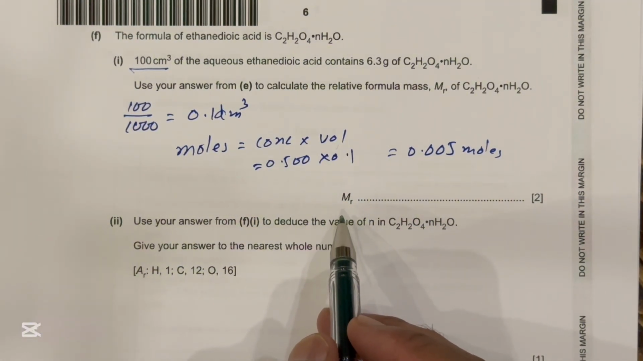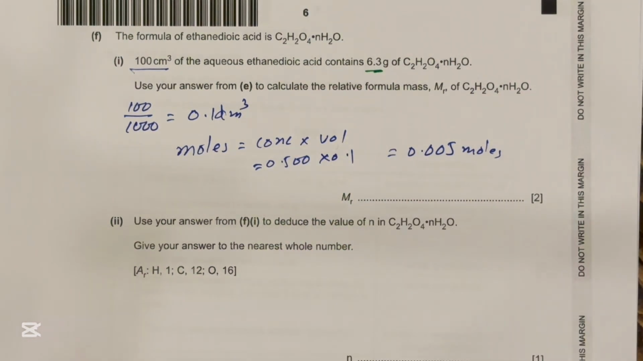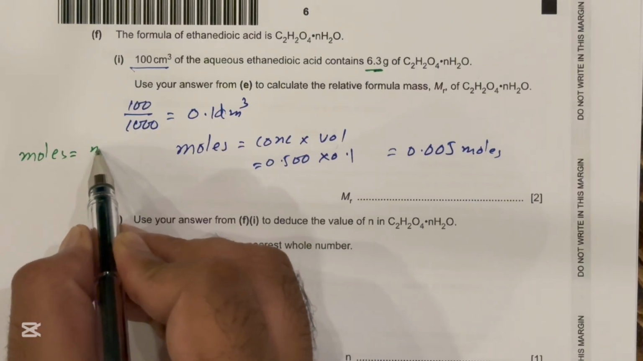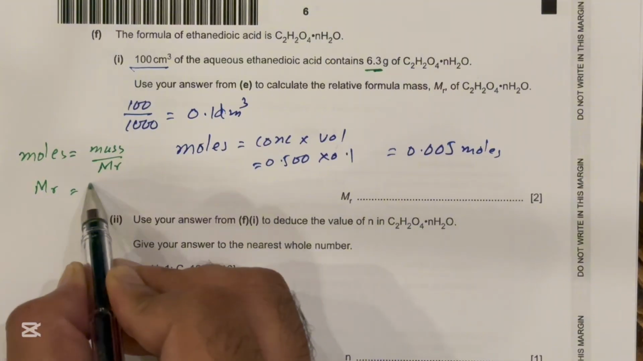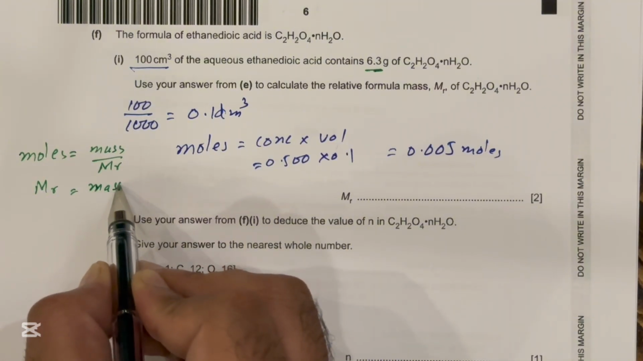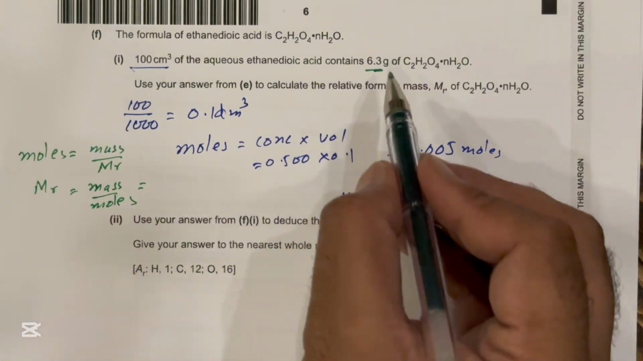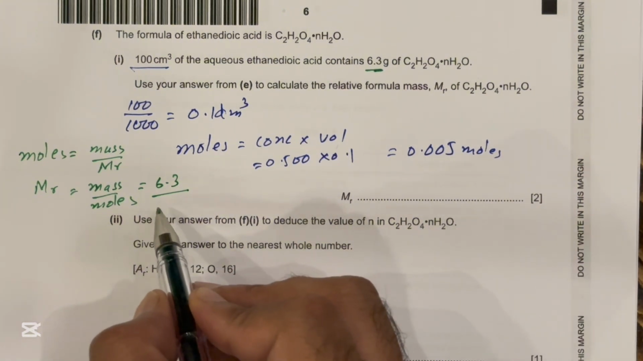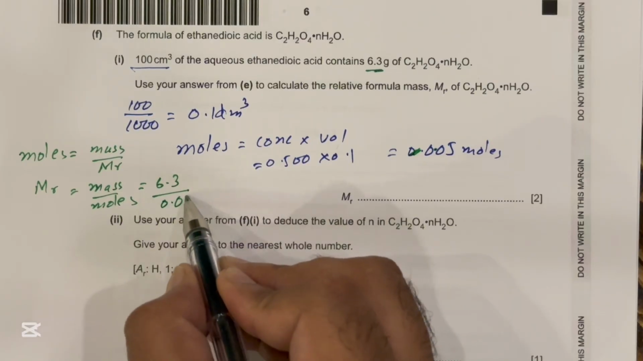How can we find the Mr? We can find the Mr by using the formula moles is equal to mass over Mr. Mr is what we need to calculate, so Mr is equal to mass over moles. So you can apply that. The mass is 6.3, given in the paper, and the moles we just calculated is 0.05.